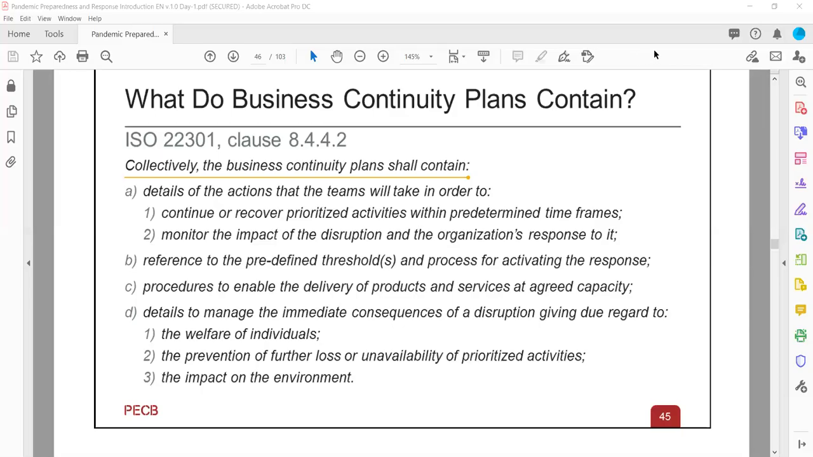Thank you. So what do business continuity plans contain? Firstly, looking at clause 8.4.4.2 in ISO 22301, collectively the business continuity plan shall contain: A, details of the actions that the teams will take in order to continue or recover prioritized activities within predetermined timeframes, and monitor the impact of the disruption and the organization's response to it; B, reference to the predefined threshold and process for activating the response; C, procedures to enable the delivery of products and services at agreed capacity; D, details to manage the immediate consequences of a disruption, giving due regard to the welfare of individuals, the prevention of further loss or unavailability of prioritized activities, and the impact on the environment.